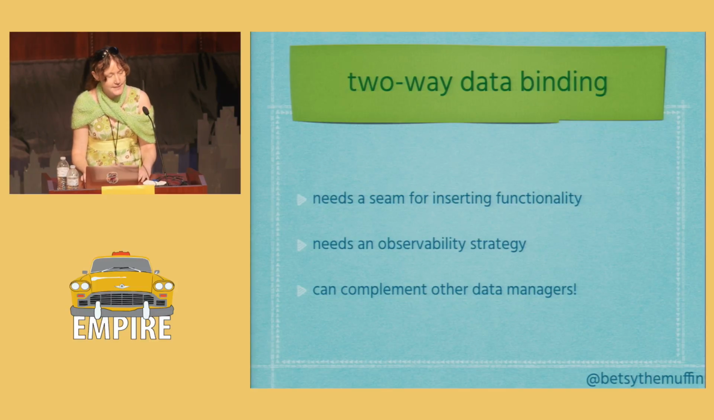What we can take away from this is that for effective two-way data binding, you need to have a seam for inserting additional functionality. You also need a strategy for mitigating the observability flaws that are still real. You need something that will tell you where something bubbled up from. This can be really specific custom event names. This can be a global state manager, but you do need something.